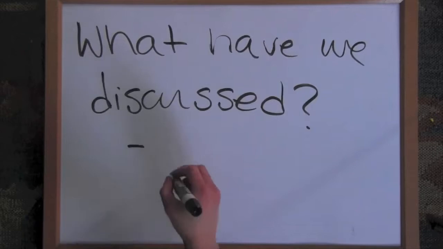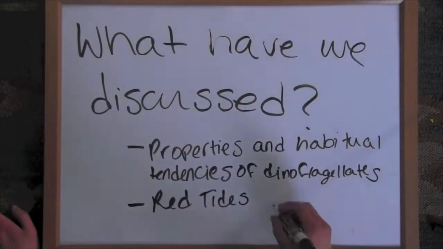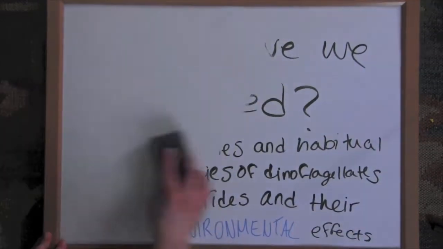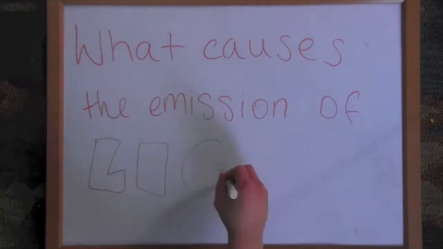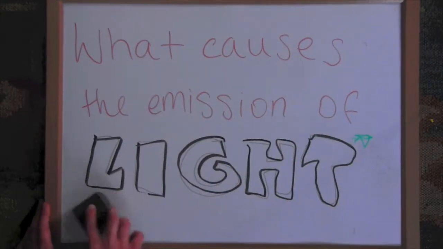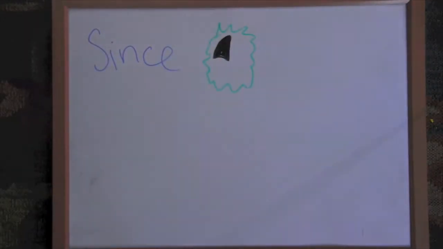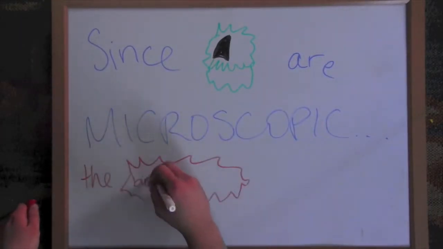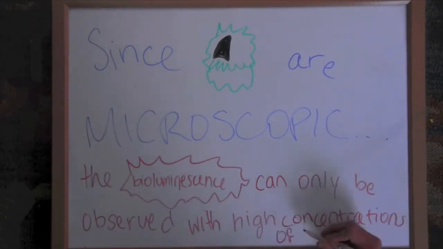So what have we discussed? So far we've discussed the properties and habitual tendencies of dinoflagellates, and we have discussed red tides and their environmental effects. So what causes the emission of light? Since dinoflagellates, that's a bad drawing of dinoflagellates, are microscopic, the bioluminescence can only be observed with a high concentration of them.